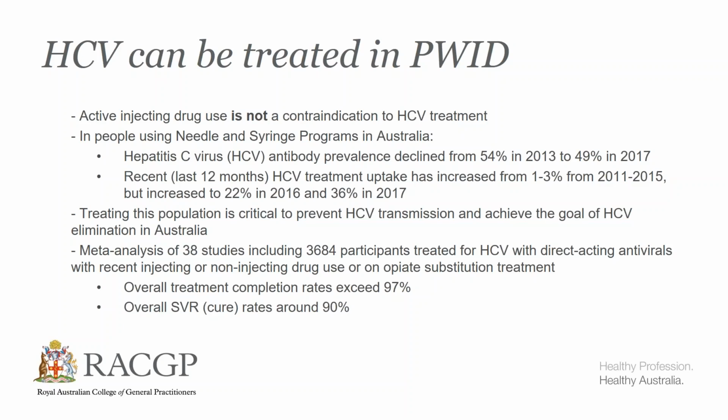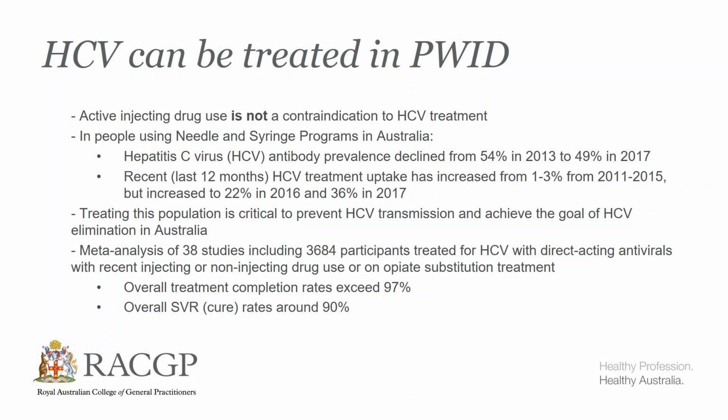A meta-analysis of 38 studies, including over 3,500 participants treated for hepatitis C with direct-acting antivirals with a history of recent injecting or non-injecting drug use, or on opiate substitution treatment, demonstrated complete compliance or successful completion rates exceeding 97%, which is impressive, and overall SVR or cure rates around 90%. So very close to what we'd expect, a value of 95% in non-injecting or OST populations. So we're saying there's level 1 evidence that there's no reason not to treat people who are still injecting.